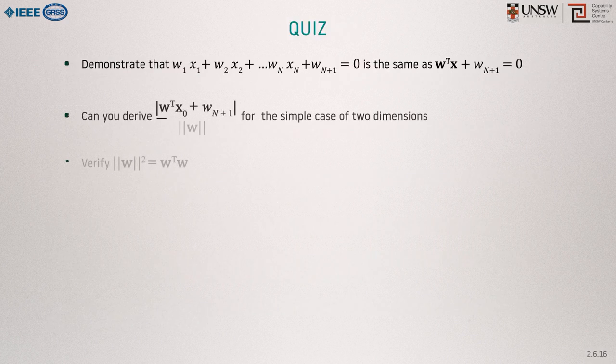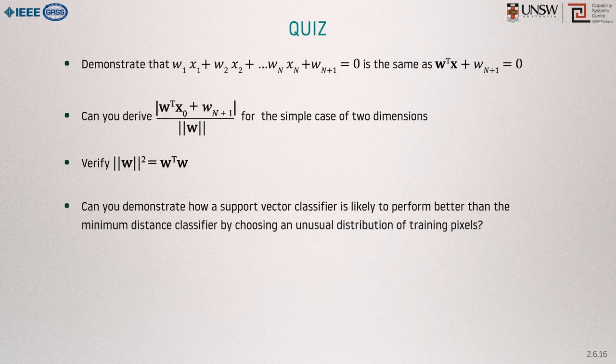In the last question, you will need to use a bit of imagination to come up with a distribution of training pixels such that the perpendicular bisector of the line between the class means does not always separate classes which are linearly separable.